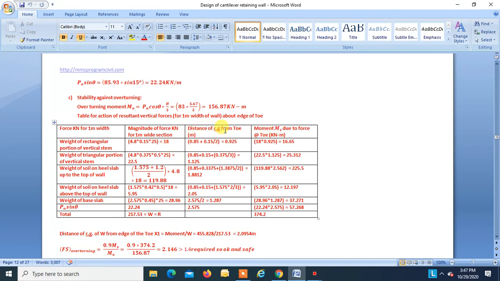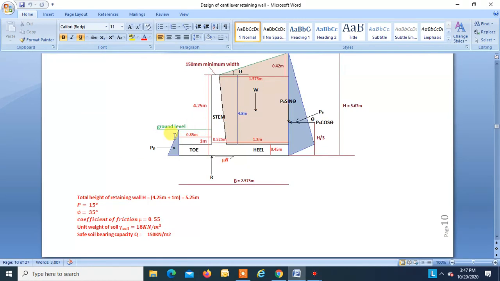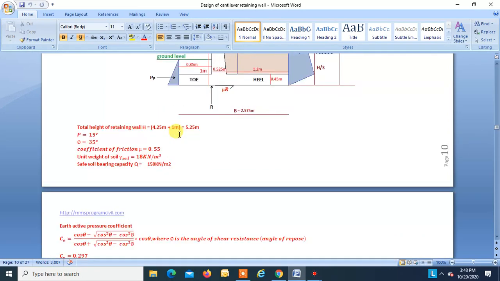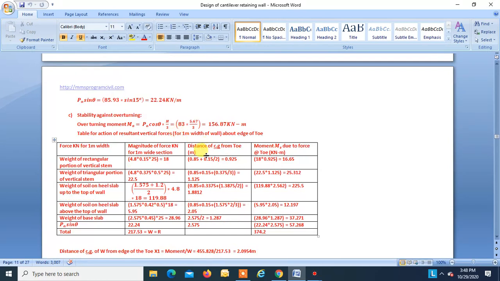So find the distance of the CG of each element from the toe, right? The CG of this rectangular portion from the toe edge is equal to 0.85 plus half of the rectangular portion width, which is 0.15. So 0.15 divided by 2 plus 0.85 is the distance of CG from the edge of the toe. That is how we get 0.925 meters. Similarly, find the distance and you can find the moment. So adding these, you get the resisting moment.